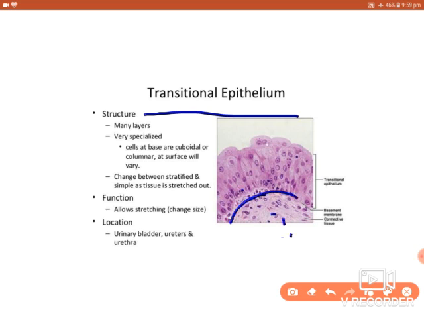You can see the basal cells are columnar or cuboidal. The middle cells are polygonal. The outer cells are large, umbrella-shaped cells. In some of the umbrella cells you can see two nuclei; these are binucleate cells. So these are the outer umbrella-shaped cells.